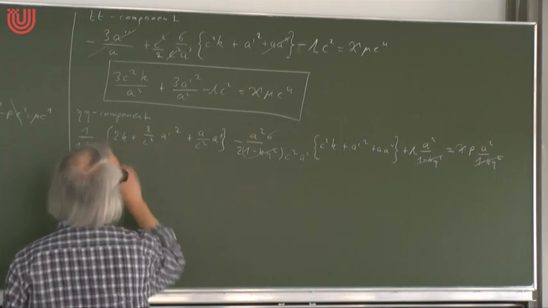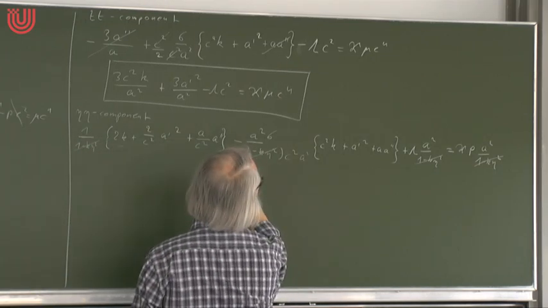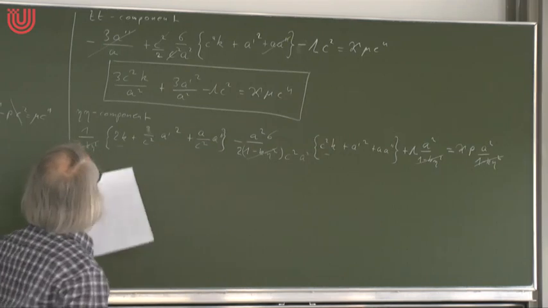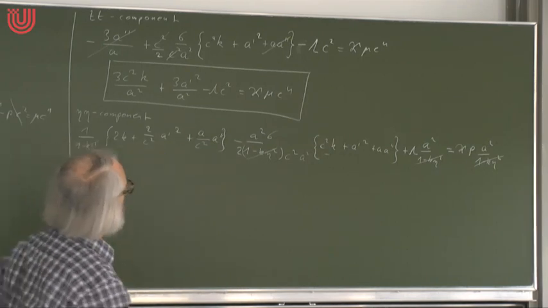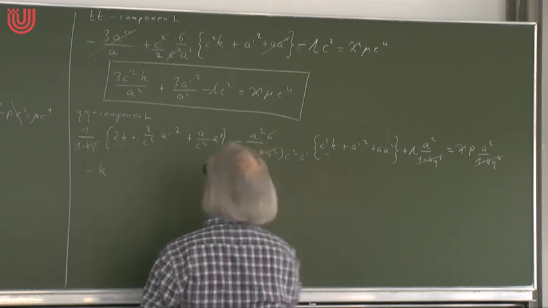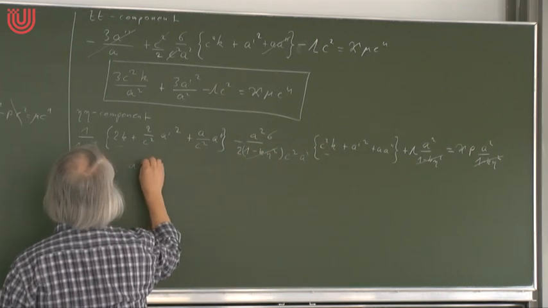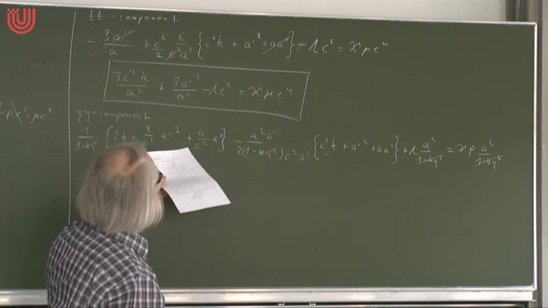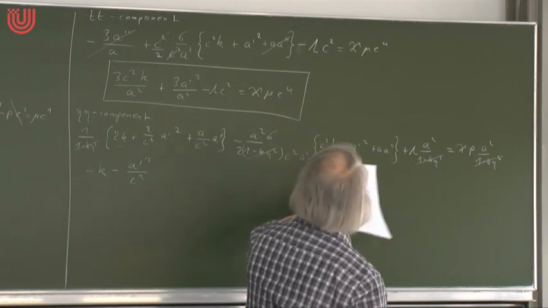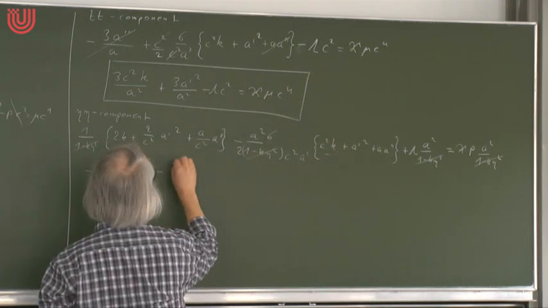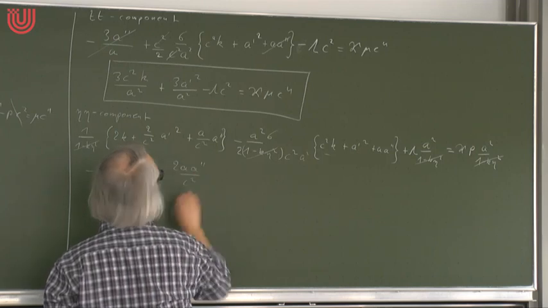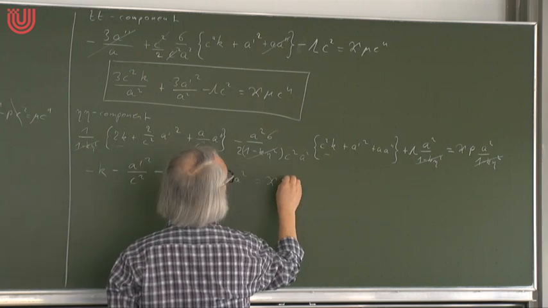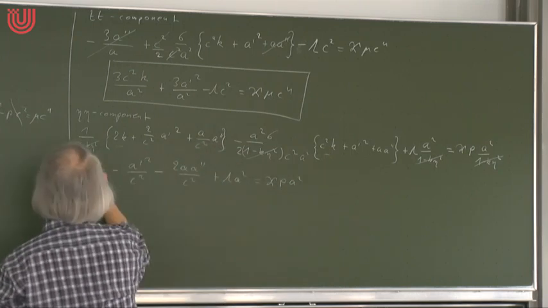So let me see. Here I have 2k, and here I have minus 3k. This is minus k. Here I have 2 over c squared a prime squared minus 3 times the same term, so it's again minus 1 a prime squared over c squared. And then I have plus 1 minus 3 times this term. So it's minus 2. And the last two terms are what they are. Can't do anything with this. Kappa p a squared. This is the second equation.